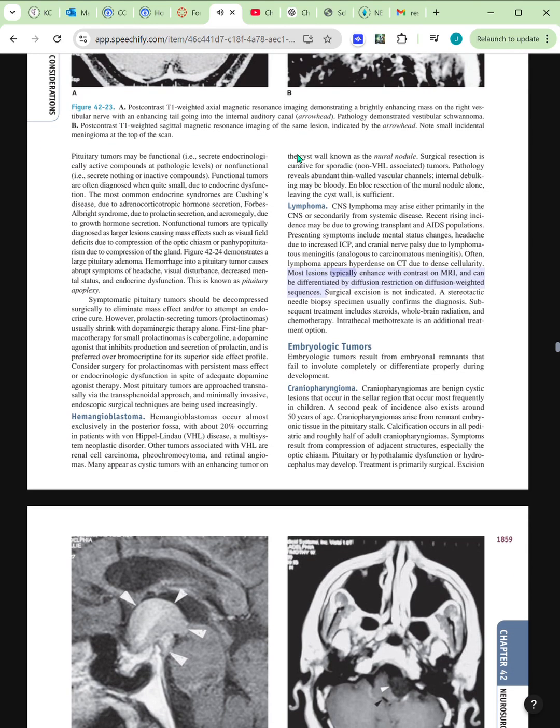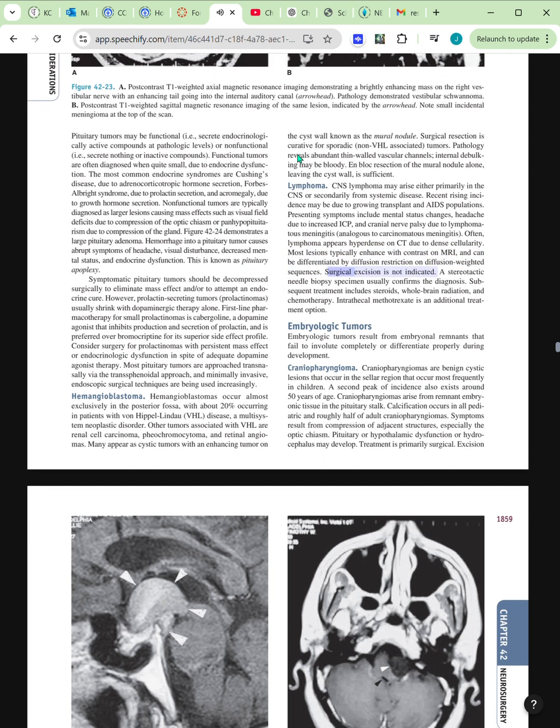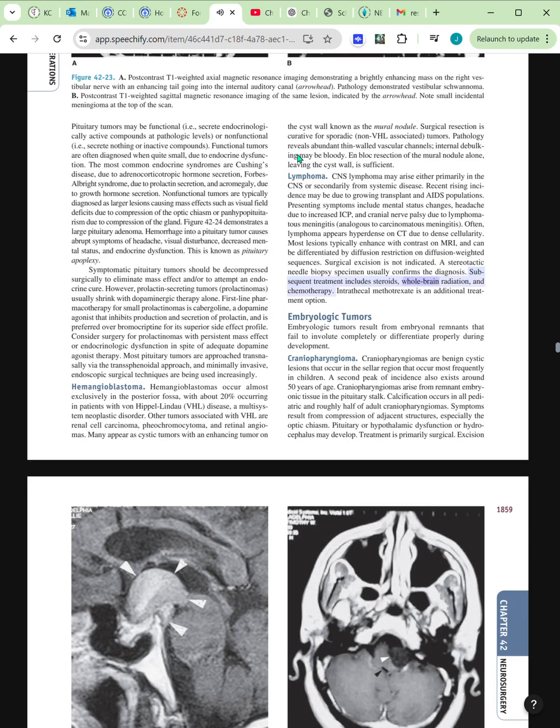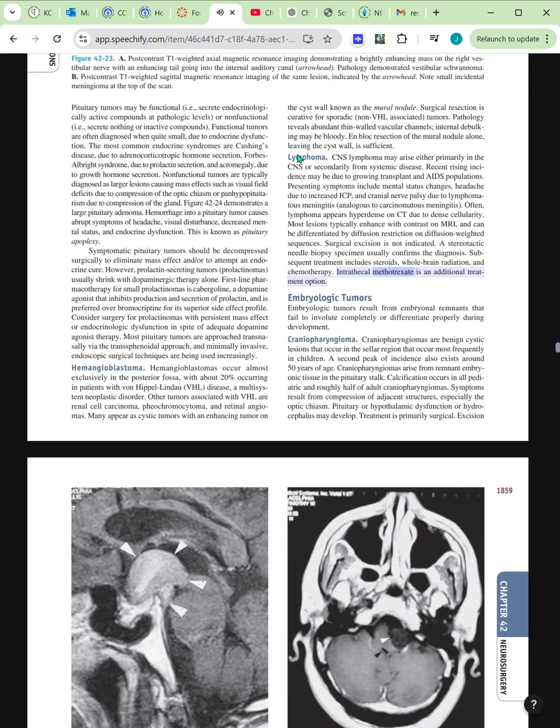Most lesions typically enhance with contrast on MRI and can be differentiated by diffusion restriction on diffusion-weighted sequences. Surgical excision is not indicated. A stereotactic needle biopsy specimen usually confirms the diagnosis. Subsequent treatment includes steroids, whole brain radiation, and chemotherapy. Intrathecal methotrexate is an additional treatment option.